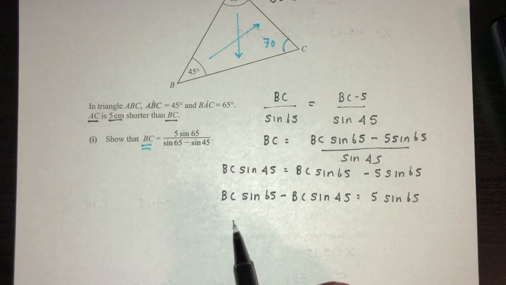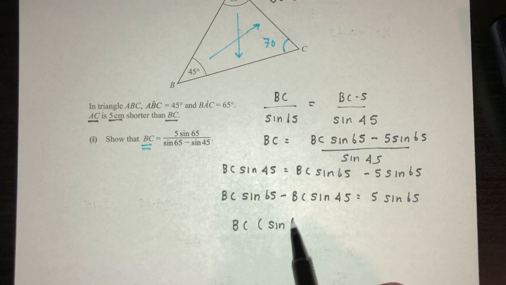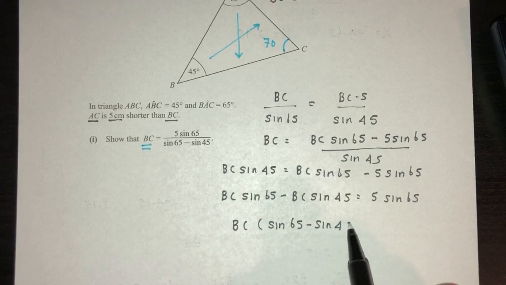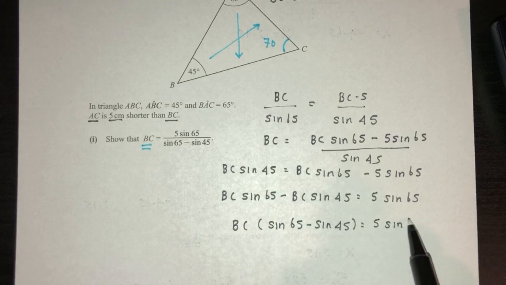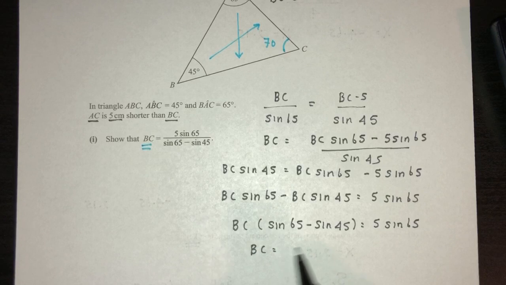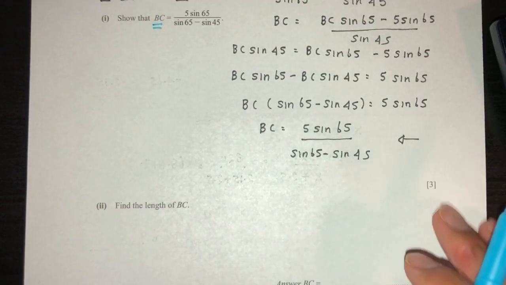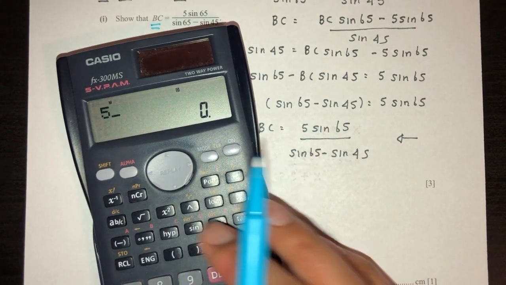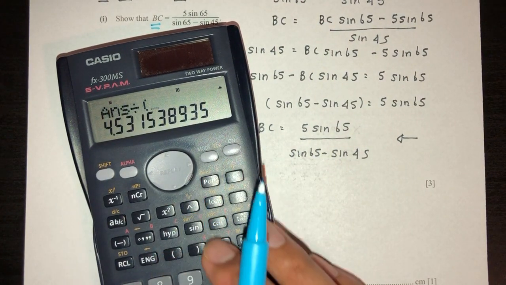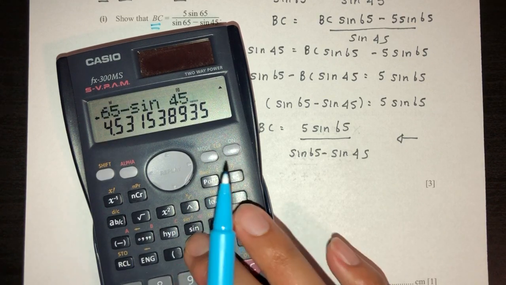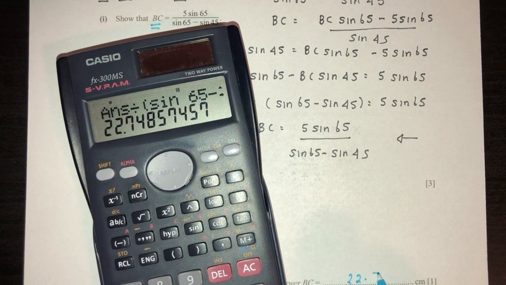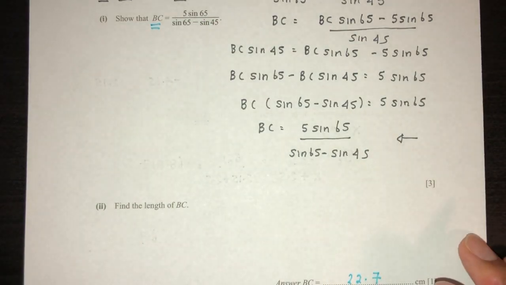Now from this we can make BC the subject. It will be BC outside, sine of 65 minus sine of 45, is equal to 5 sine of 65. So BC is equal to 5 sine of 65 divided by sine of 65 minus sine of 45. This is shown as required. Now for part B, find the length of BC, so we just have to evaluate this expression. 5 sine of 65 divided by sine of 65 minus sine of 45 will be 22.7, correct to 3 significant figures, for the value of BC.